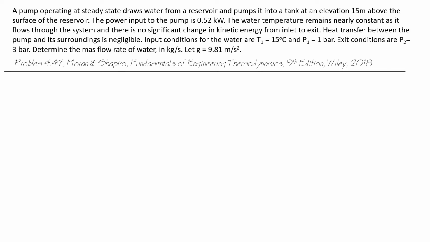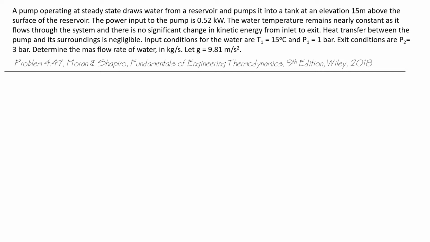A pump operating at steady state draws water from a reservoir and pumps it into a tank at an elevation 15 meters above the surface of the reservoir. The power input to the pump is 0.52 kilowatts. The water temperature remains nearly constant as it flows through the system, and there's no significant change in kinetic energy from inlet to exit. Heat transfer between the pump and its surroundings is negligible.